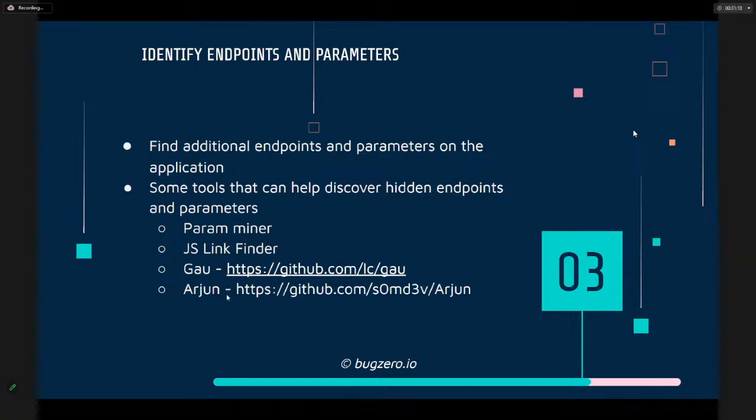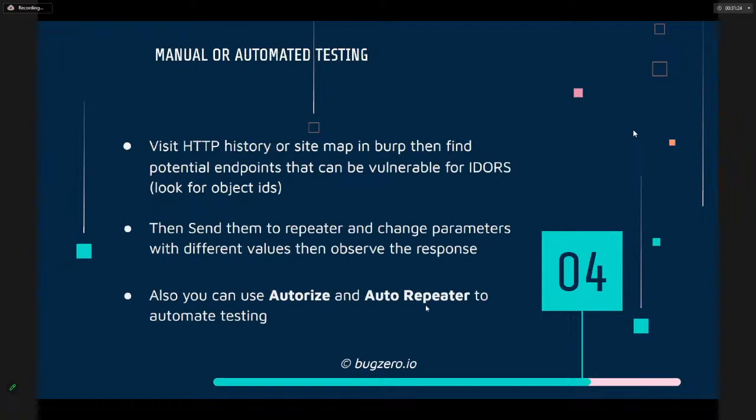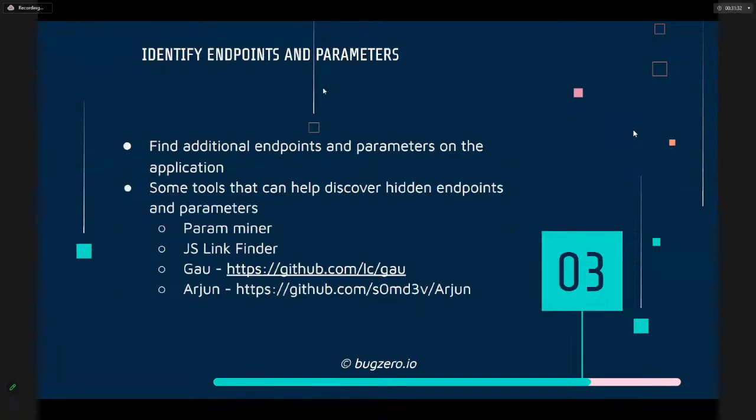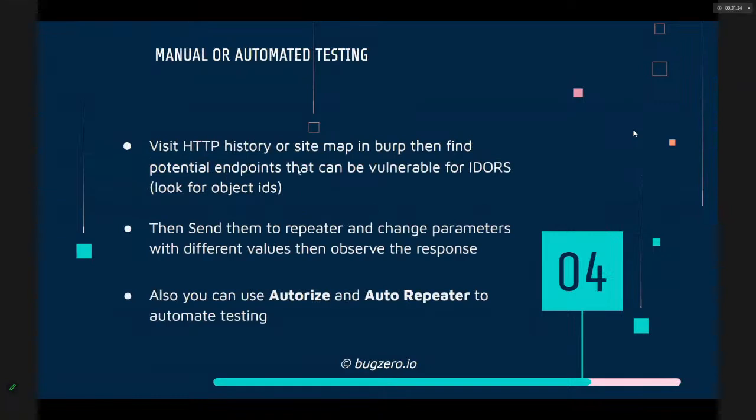There's also a newer tool called Arjun. I think it's similar to Param Miner, but it's a command line tool, so it's not integrated into Burp. Next, after I've gathered all the endpoints and parameters, I go back to Burp history, and manually inspect and try to find the critical endpoints, such as, like we talked about previously, the send money or transfer money endpoint.